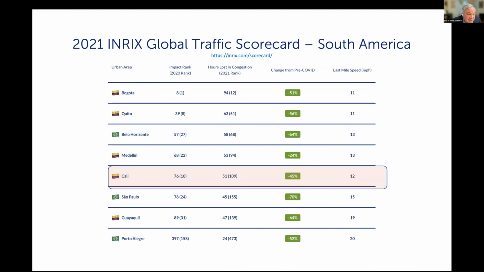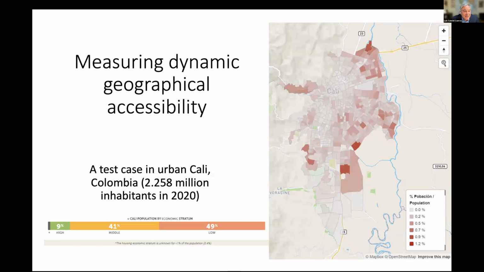Out of convenience, we picked Cali, which is one of the busiest, the most congested cities in South America. And it's a city that has 2.25 million inhabitants in Colombia, in the western part of Colombia. And you can see here how the population is distributed.